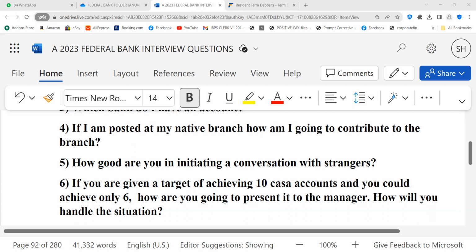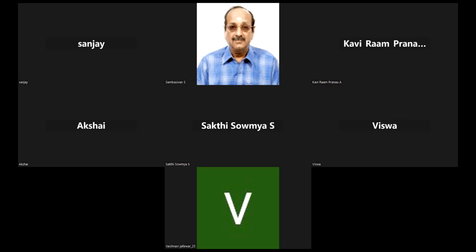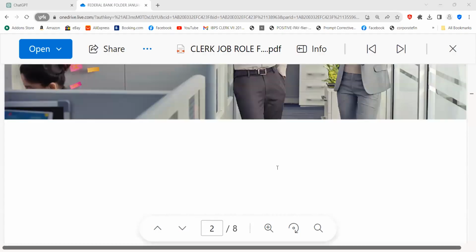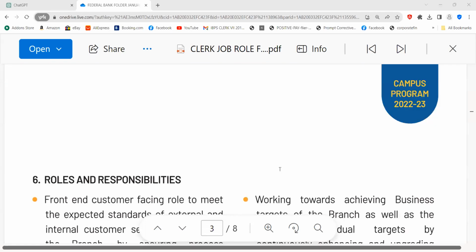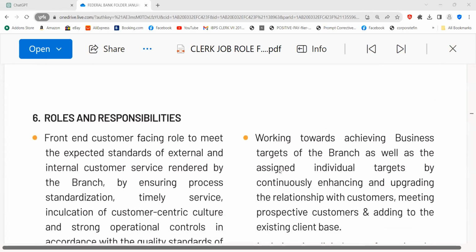Yeah. Clerk job role, Federal Bank. Sir, it's not visible, sir. No, it is coming. I will show you. Now it is coming. No, no, sir. It's showing that interview question page. Oh. Now it's visible, sir. Yeah. Now, Viswas, please read.